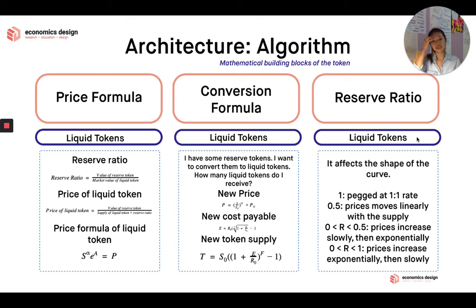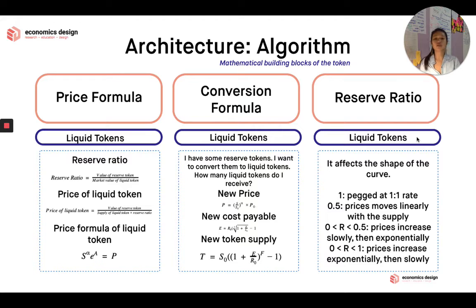And lastly, it's the math part, it's the algorithm. So how do you mathematically build the mathematical building blocks of the token? What is included, how it's being defined. So we're going to look at price formula, conversion formula, and reserve ratio, and they're all relating to the liquid token itself. Price formula, as we mentioned, is about using token bonding curves, and this is the general summary of functions. The paper goes deeper into explaining the different steps to get there.